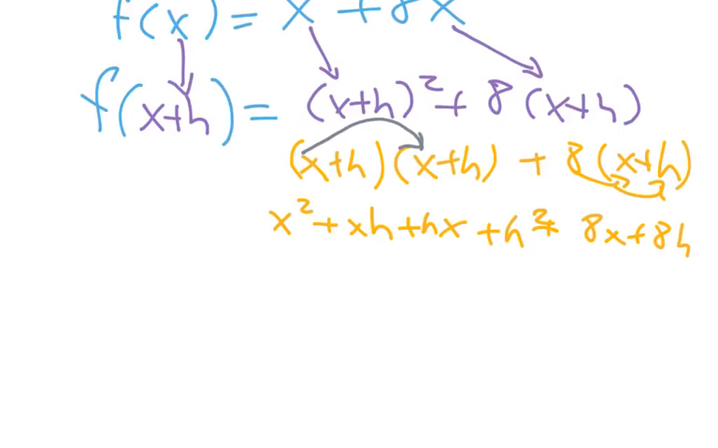X and x is x squared. X and h is xh. H and x is hx. And the last part, h and h is h squared. And the back one you just distribute as well.